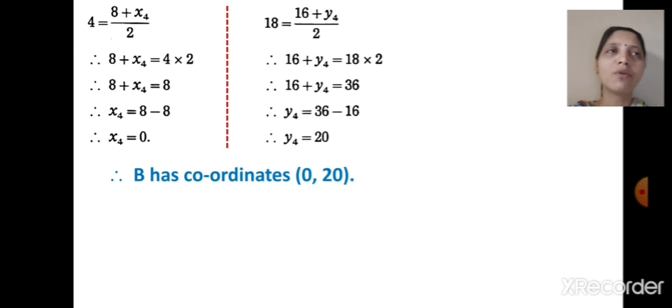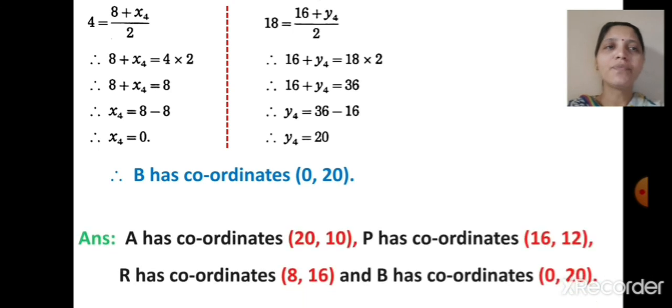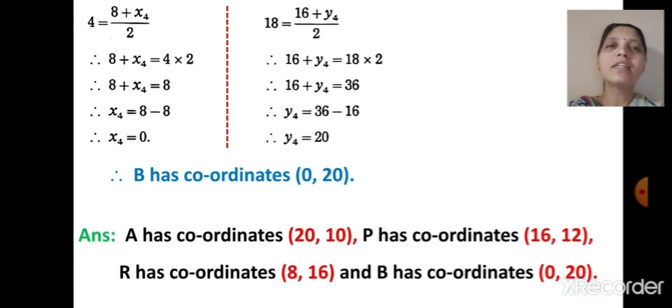Hence, we have found out the coordinates of all the points. Therefore, your final answer is: A has coordinates 20, 10, P has coordinates 16, 12, R has coordinates 8, 16 and B has coordinates 0, 20. So, I hope you have understood this sum.